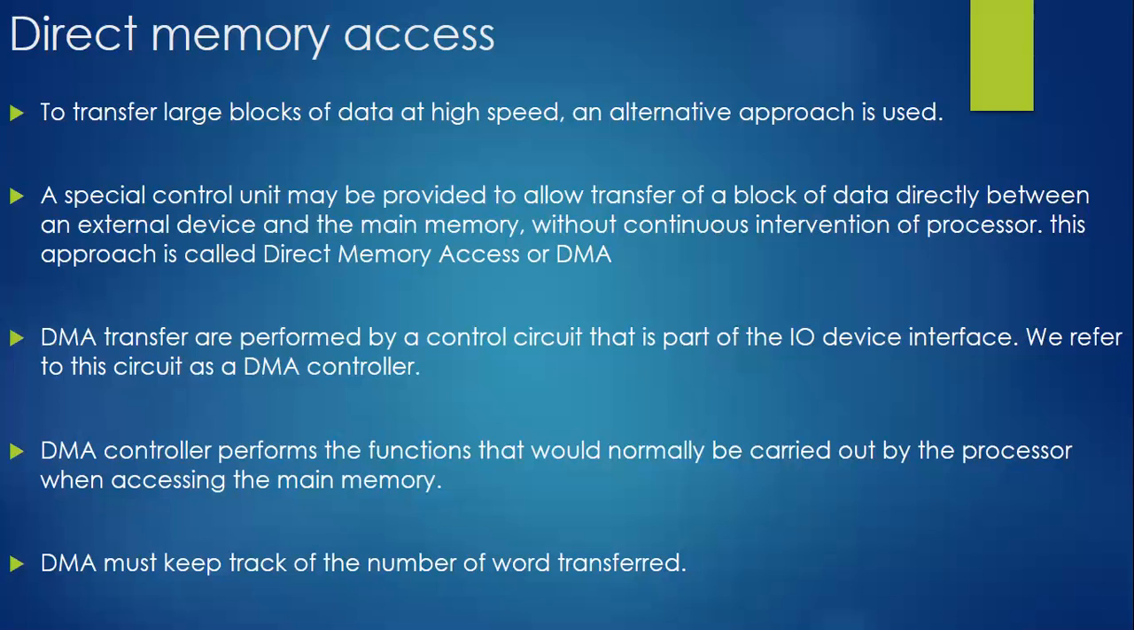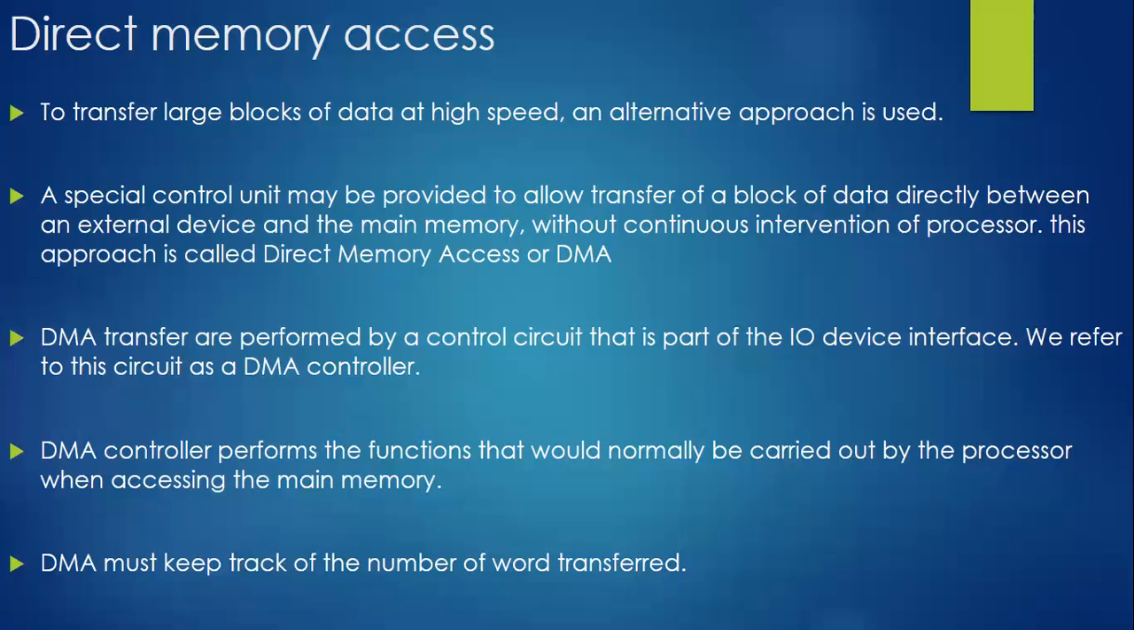Whenever there is a huge amount of information to be transferred from a secondary storage device to a hard disk, we need to depend on some third party. What is that alternative approach? A special control unit may be provided to allow transfer of a block of data directly between an external device and the main memory, without continuous intervention of the processor. This approach is called direct memory access, or DMA.